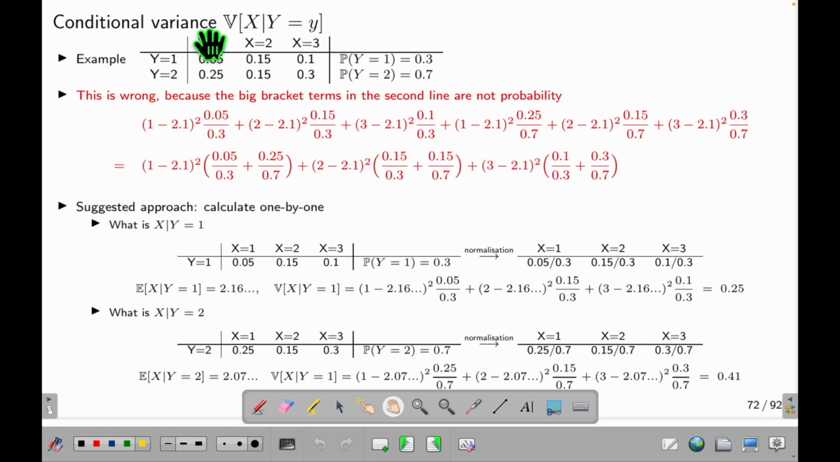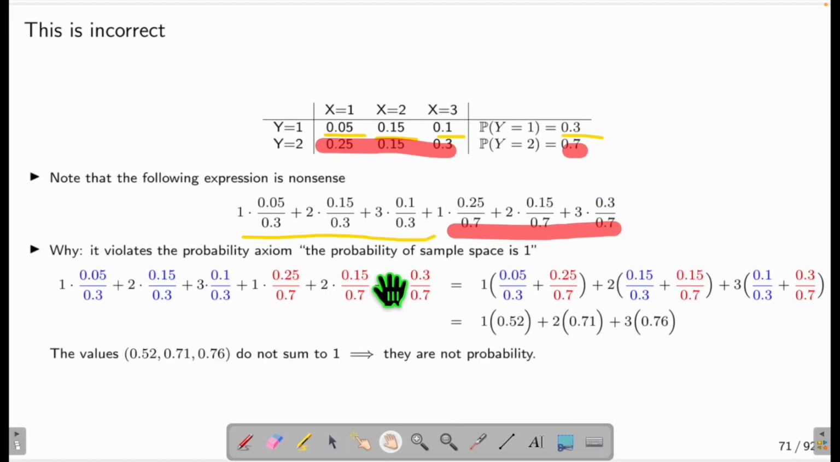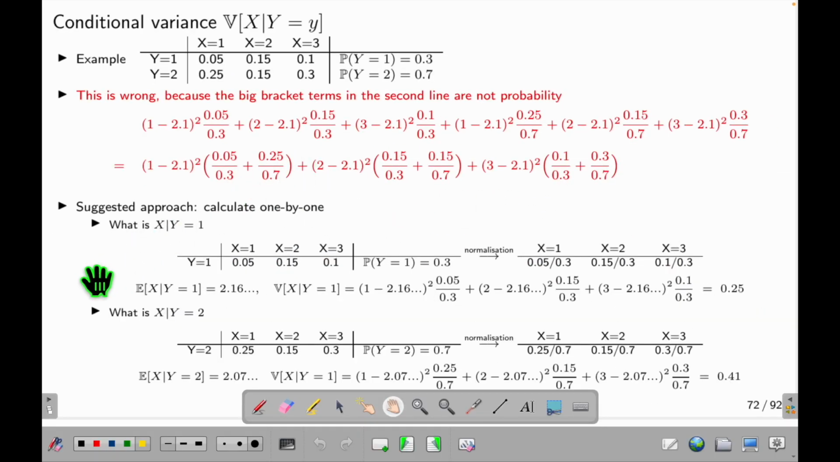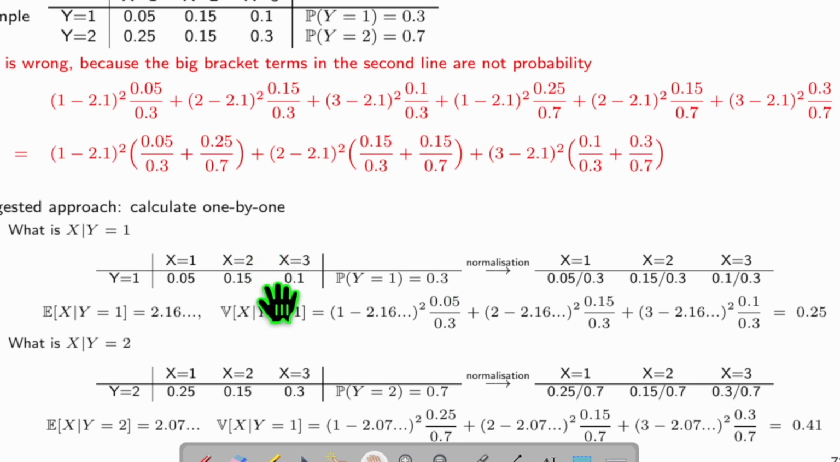Conditional variance. I want to compute the variance of x given that y is y. So first, this is wrong in the same sense as this. Why? Because the bracketed terms in the second line are not probabilities. So the suggested approach is to calculate them one by one. The variance of x given that y is y, how many y are there? 1 and 2. So you calculate them case by case. When y is 1, you ignore the second row, you get the first row. This is the table, right? Again, these three numbers do not sum to 1, they are not probabilities. So you need to normalize, divide by this. And these three numbers, if you add them up, sum to 1.